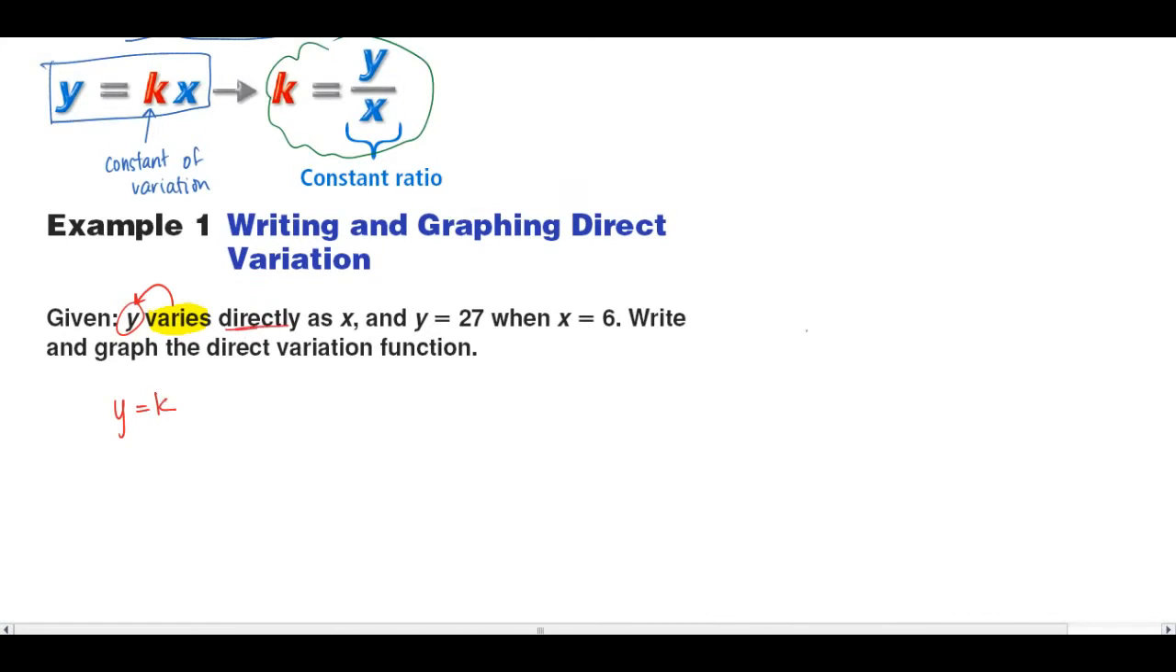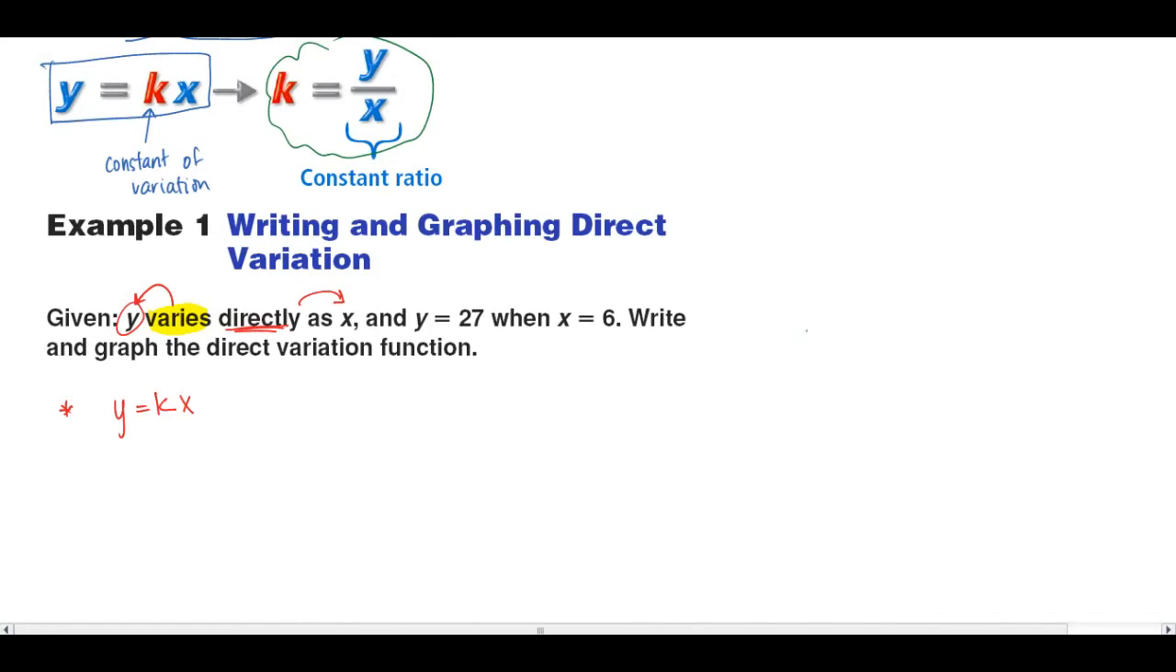Now directly means you're going to multiply with whatever they say next. So if they say directly with monkeys, you're going to put monkeys next. In this case, they say as x, so you're just going to put a little x. And that's your equation. Y varies directly as x. Done. They might say x squared. They might say the square root of x. Who knows? But you will be done at that point. Now, this is kind of your step 1 equation. It's not quite your answer yet.